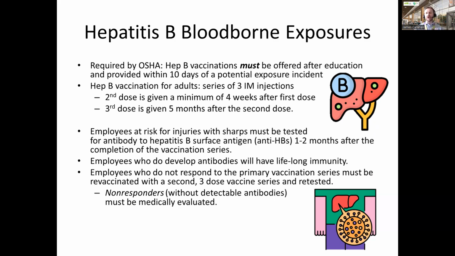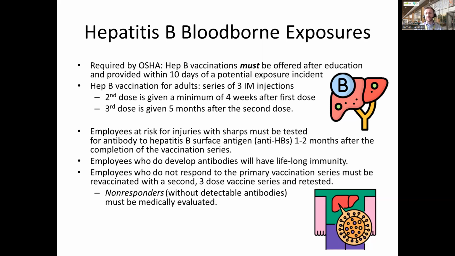IPs must have the knowledge regarding this domain. So the hepatitis B vaccine series for adults is a series of 3 intramuscular injections, and the intervals here are outlined below. Some concepts related to these bloodborne exposures are as follows.